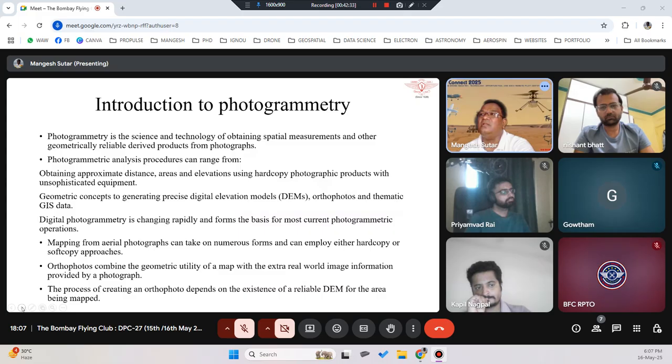Okay, so introduction to photogrammetry. Photogrammetry existed earlier also. People used to take photographs and hard print them, and then they used to understand and study them. But because of digitalization, digital photogrammetry is changing rapidly and forms the basis of the most current photogrammetric operations. Because of digitalization, the photogrammetry subject has taken a good leap. Okay, you can analyze online itself.